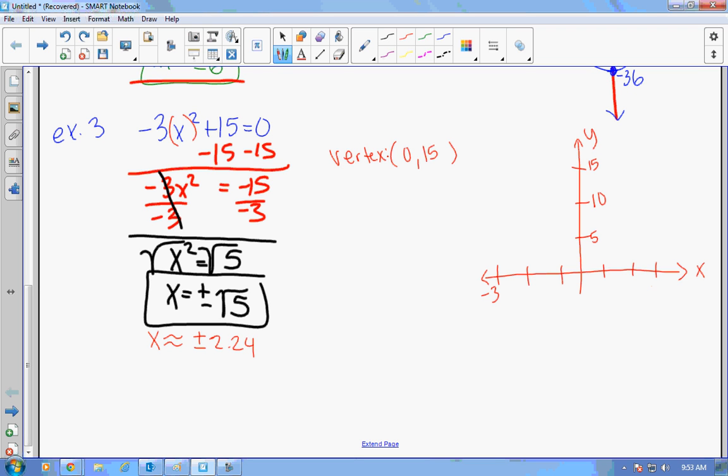1, 2, 3, positive 3. Where would we find plus and minus root 5, which is approximately 2.24? In between what? In between the 2 and the 3. But closer to the 2, right? Closer to the negative 2. And we have at 15, now you can draw your parabola.